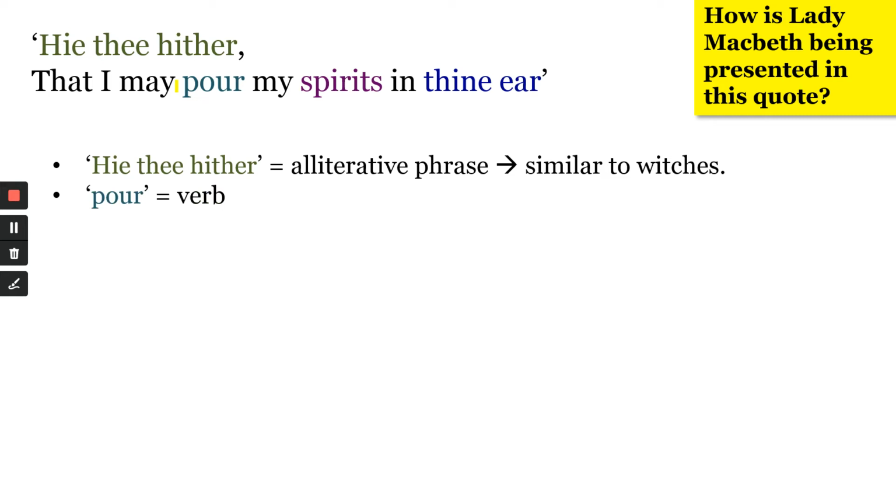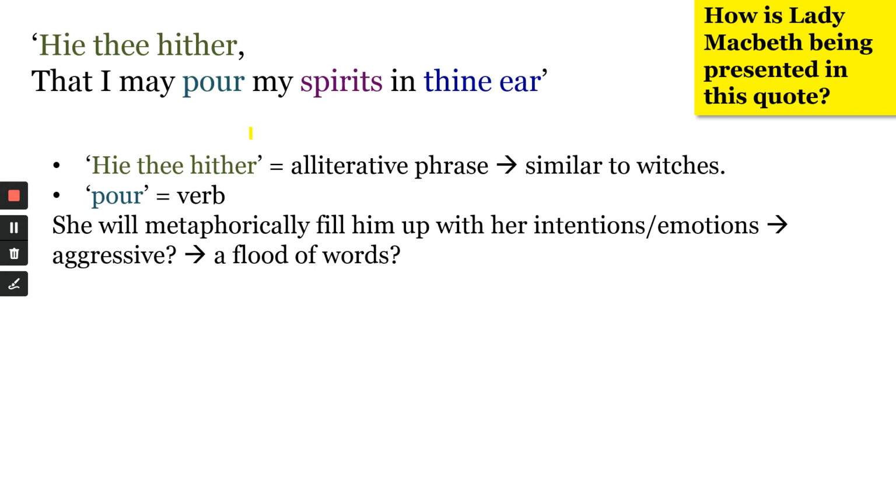We've also got this verb, to pour my spirits. This is an action that suggests that she is metaphorically going to fill him up with all of her emotions and her ruthless nature. This is quite an aggressive action, perhaps, the idea of pouring yourself into somebody else, maybe not completely consensually. And it also gives the general image of a flood of words and persuasive language, which is going to be filling him up to the brim and manipulating him into doing whatever it is that she wants.